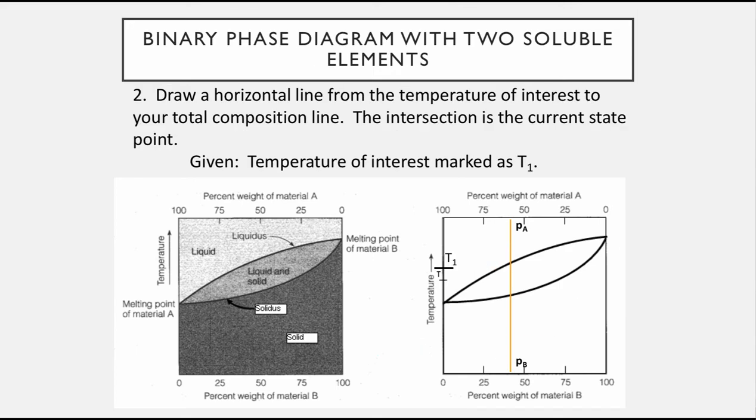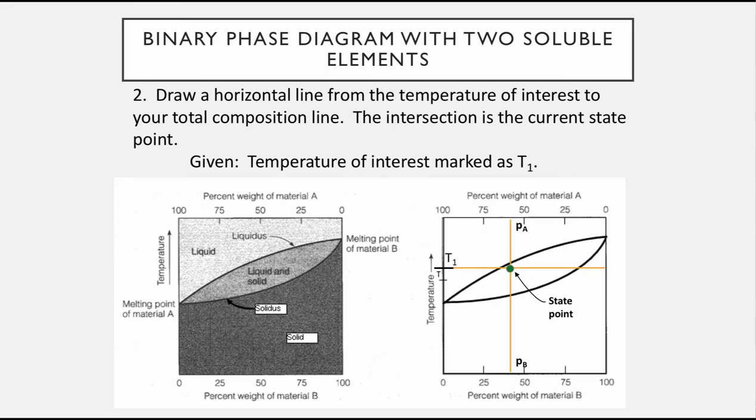Now, often it's important to note exactly what state we're at a given temperature. So for our 40-60 example, we're going to consider that we're at some known temperature T1 that's been given. Maybe it's 100 degrees Celsius. So we can draw a horizontal line that shows the temperature that we're currently at for our vertical composition, and where those 2 lines cross, we're going to call the state point. And the state point just tells us, are we all liquid, are we all solid?